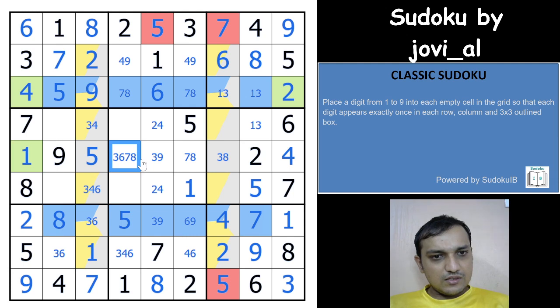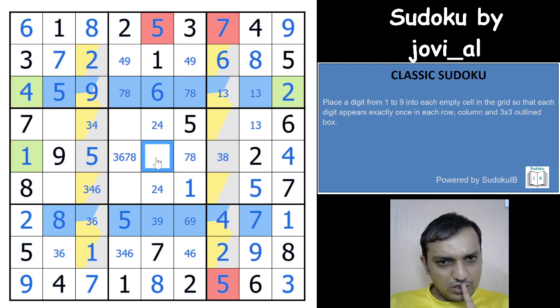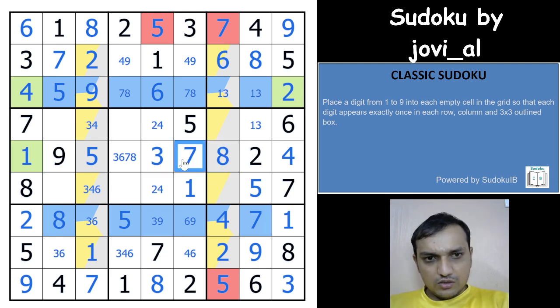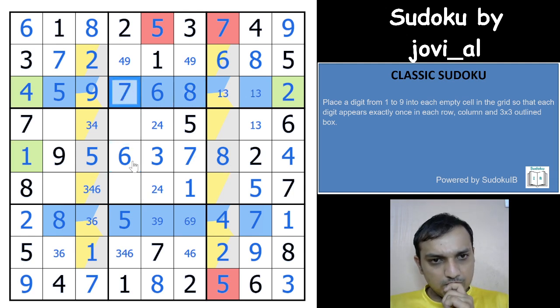Oh, this 9 can be eliminated from here. Am I right here? So this would have to be 3. 1, 2, 3, 6, 7, and 8. 6, 7, 8. So this would have to be a 3. 8, 7, 6, 8, 7. Yeah, okay. Eliminate 6 from this cell.